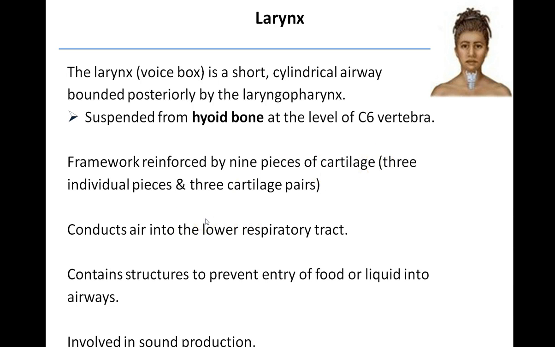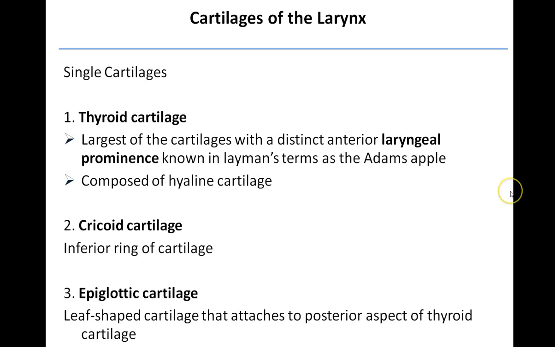The larynx also has structures that prevent the entry of food or liquid into the airways, and it is in the larynx that sound production occurs. This is where our voice emanates from. As I mentioned previously, the walls of the larynx are reinforced by discrete cartilage structures. The majority of these are formed from hyaline cartilage, but there is one formed from another type of cartilage we call elastic cartilage, and I'll go through the main ones now.